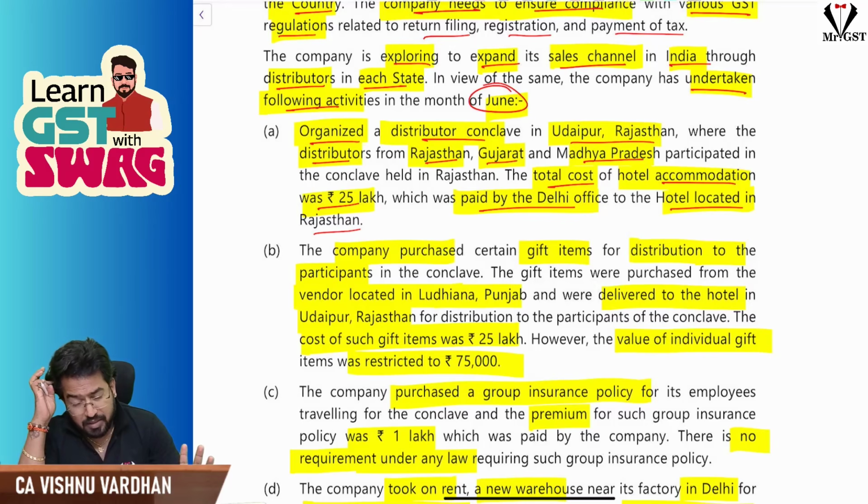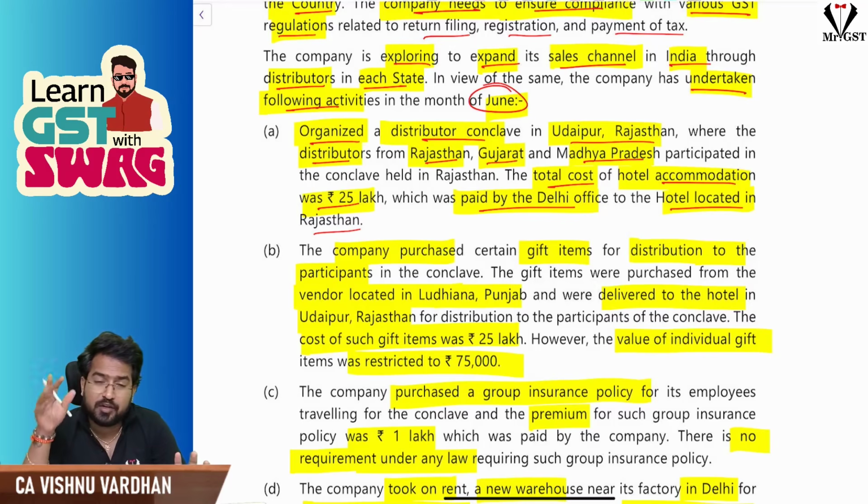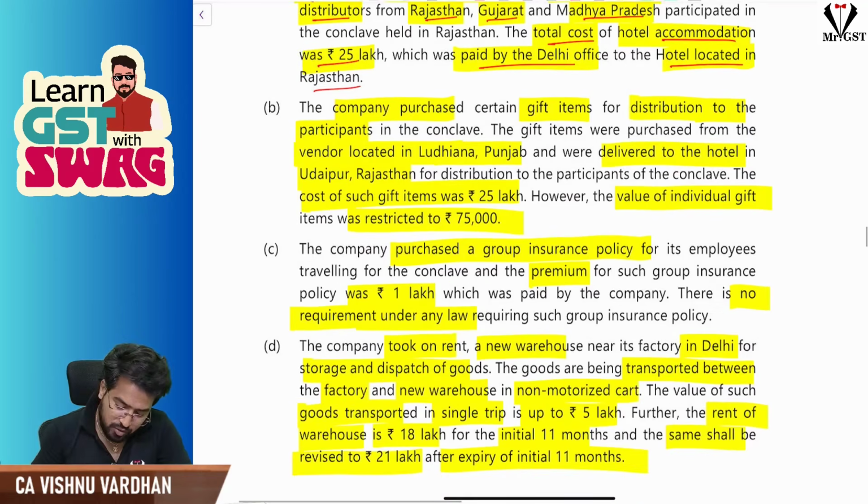Whether it has been paid by the Delhi office or the Kolkata office, it doesn't matter. The hotel is located in Rajasthan, so place of supply will be Rajasthan. The hotel, being from Rajasthan, will charge CGST and SGST in the invoice. So we have finished that answer also.